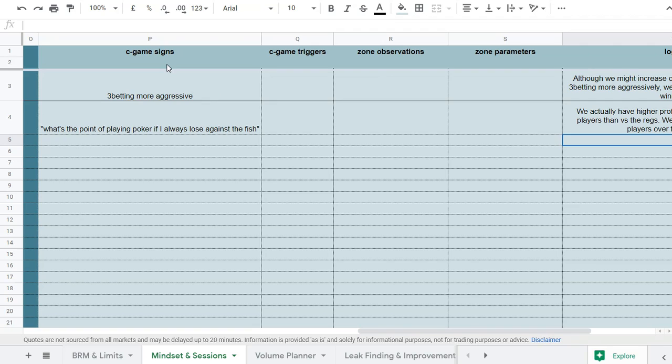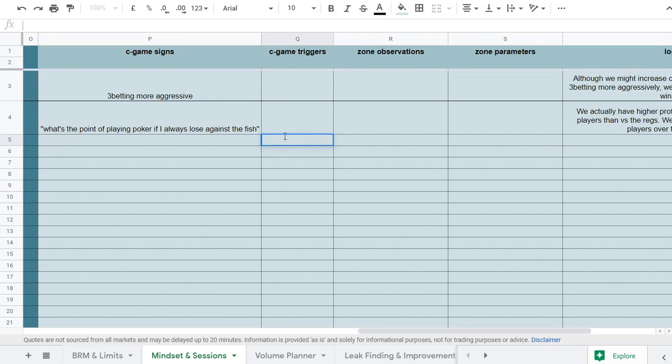So C game signs were manifestations that we're playing our C game as opposed to our A game. C game triggers are the things that cause us to fall out of our A game and start playing our C game. So once we realize that we're playing our C game based on the C game signs, the next logical question is, what caused us to fall out of our A game and start playing our C game?